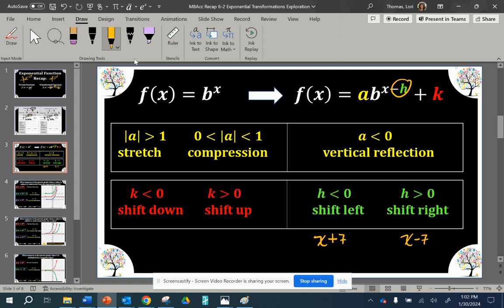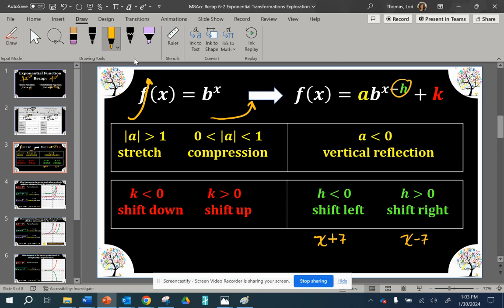Our a value affects it 2 ways. If the absolute value, again, if it's negative, we're not worrying about that. If the absolute value is more than 1, we call it a stretch. Our exponential stretches. It goes up quickly. If our a value, the absolute value, is between 0 and 1, like 1/3, 2/3, 1/2, anything between 0 and 1, we call it a compression. And it grows more gradually. It's being compressed and flattened out, where the stretch goes up quickly.